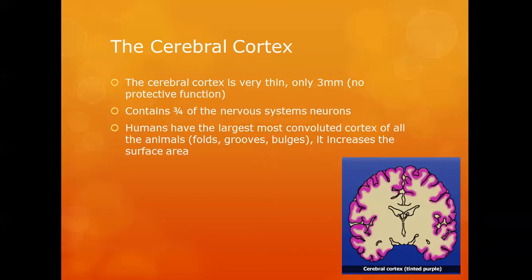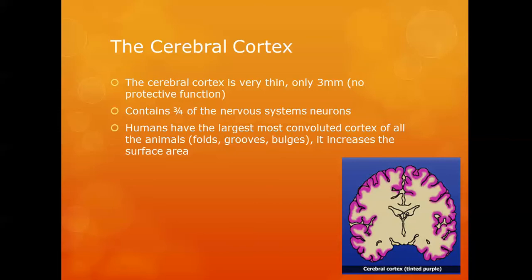We then often talk about the cerebral cortex, which is basically the very thin layer or covering of the entire forebrain, that top section of the brain. It's only about 3 millimeters thick, and because it's such a thin layer, it doesn't have any protective function. It basically has a communication function and a nourishing function. It's almost like you've got a layer of glad wrap over your entire brain. The amazing thing about this structure is that it contains three quarters of your entire nervous system's neurons. That's a lot of neurons in a very small space.